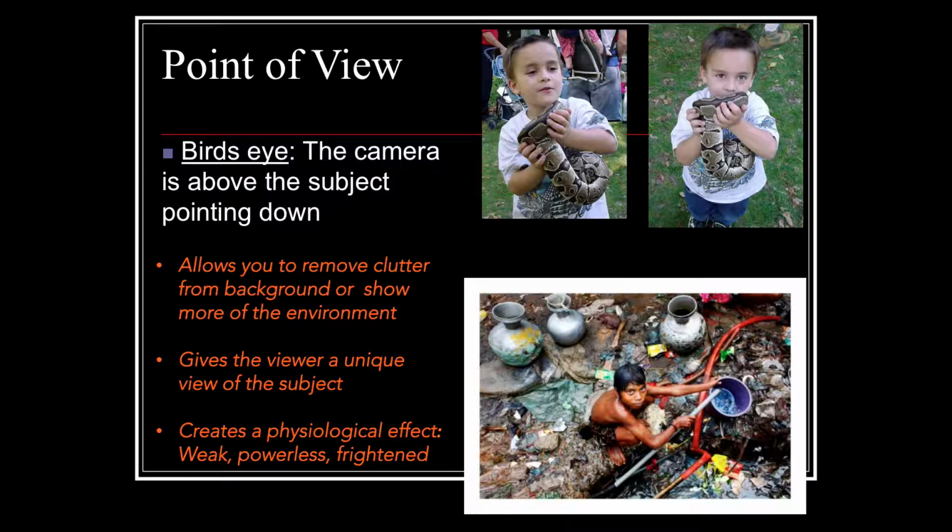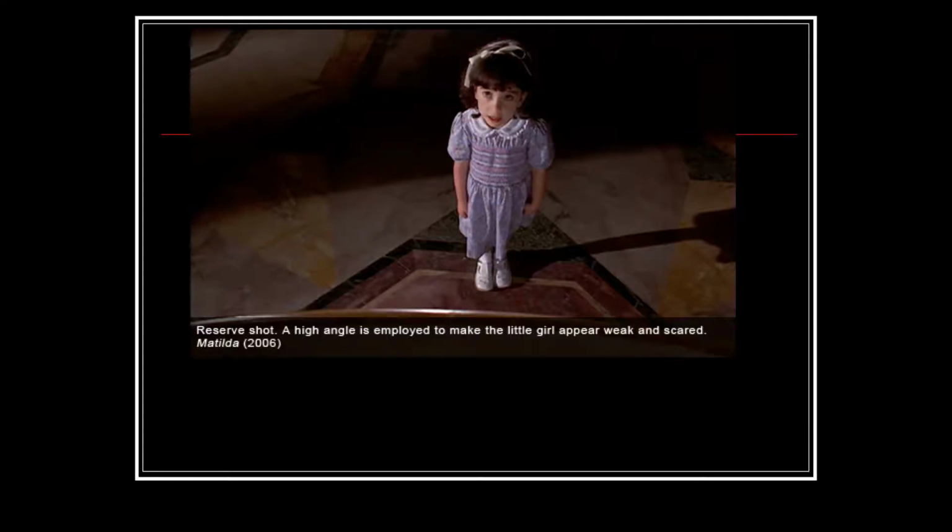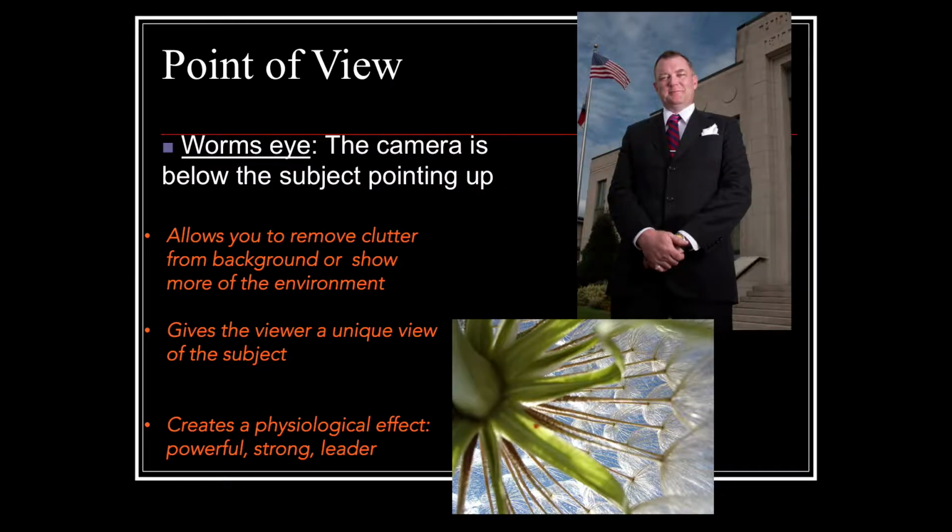And then also it has this third effect, and that is to create a psychological effect. Whenever your point of view is pointing down, the person looks weak, powerless, and frightened. And directors of movies do this all the time. If you've ever seen the movie Matilda, this is a good example. A high angle is used to make the little girl appear weak and scared. So you'll notice this in movies often.